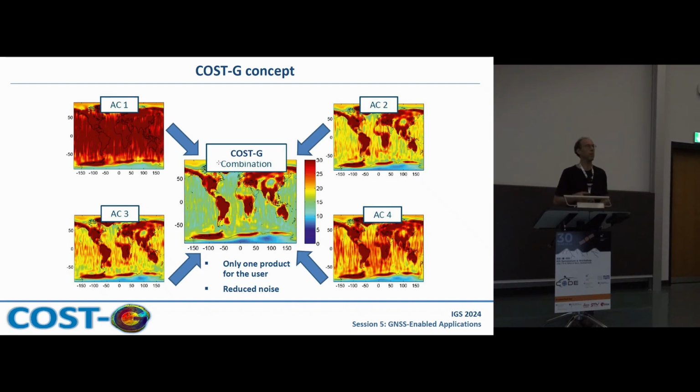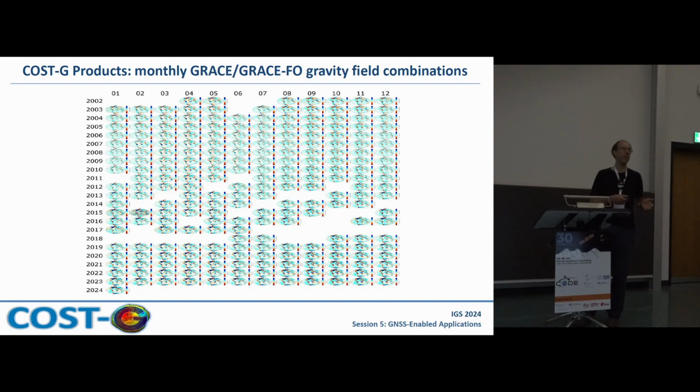The idea is quite simple. We have monthly gravity field solutions from different analysis centers, and we do a combination. So we will find many similarities to the IGS. Of course, by this combination, no new information is introduced into the combined product. So the effect that we see here is a reduction of the analysis noise of the different solutions.